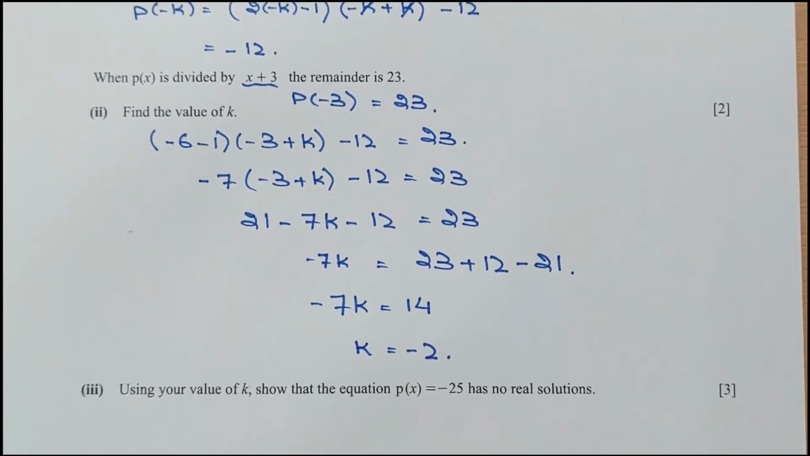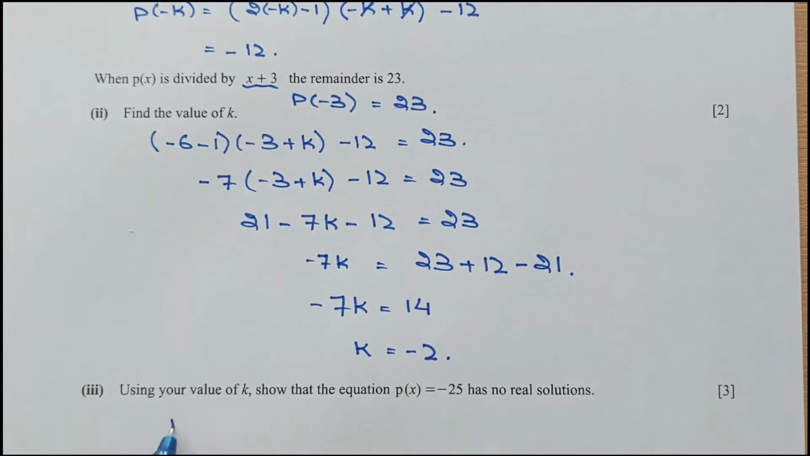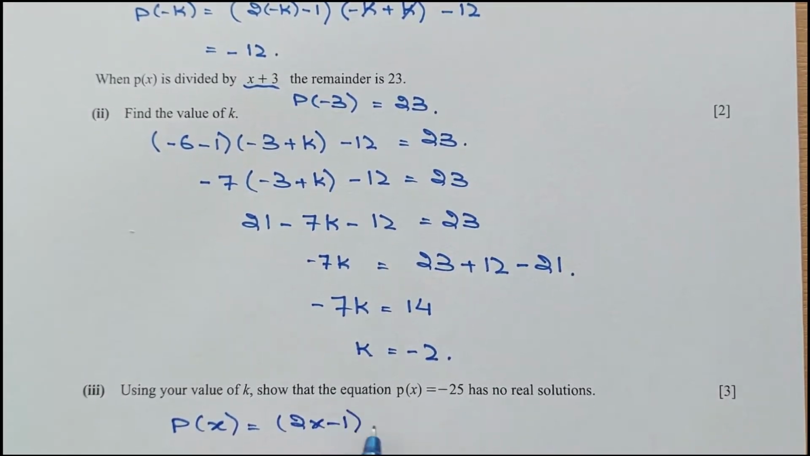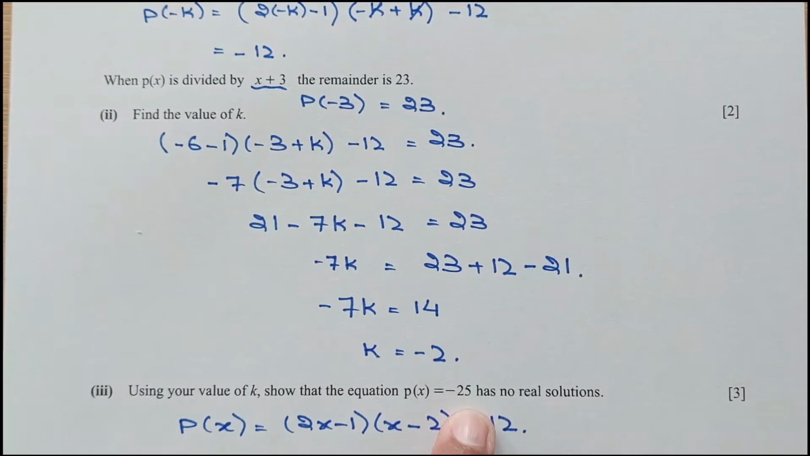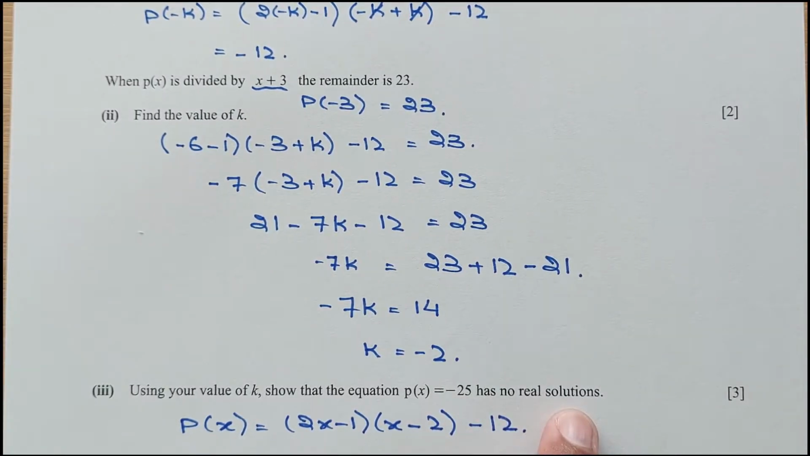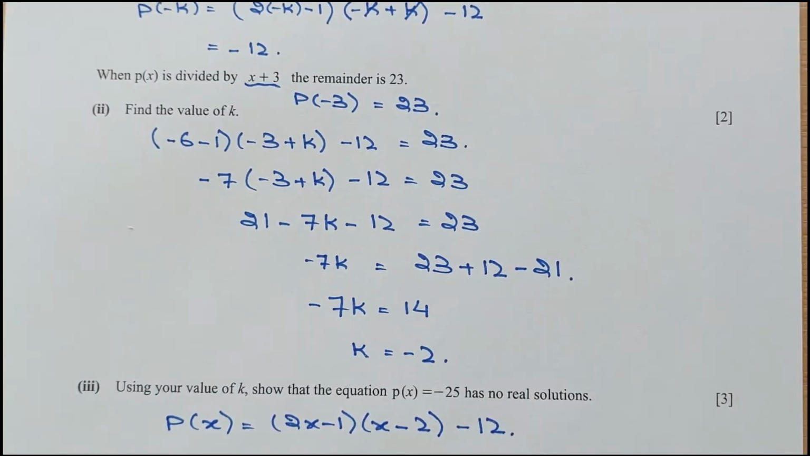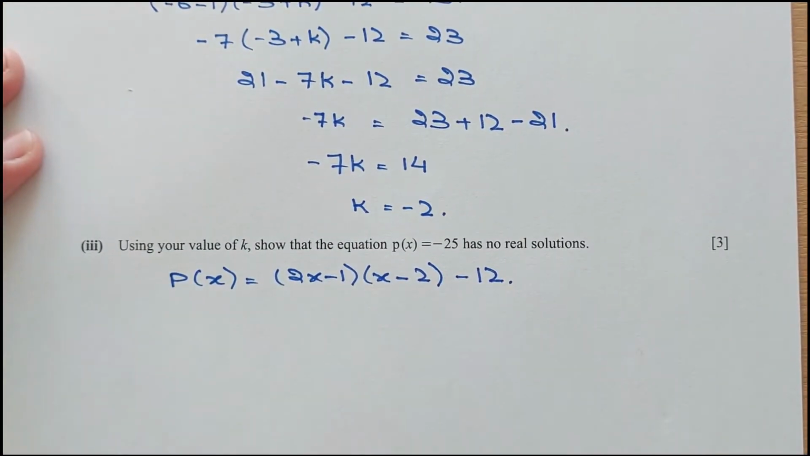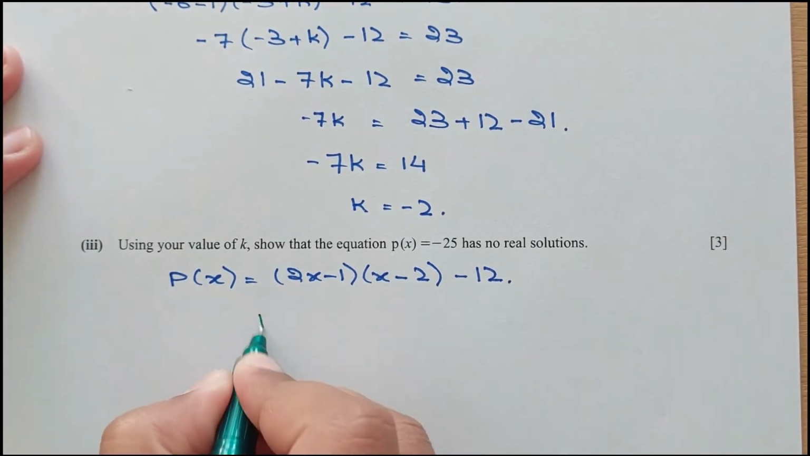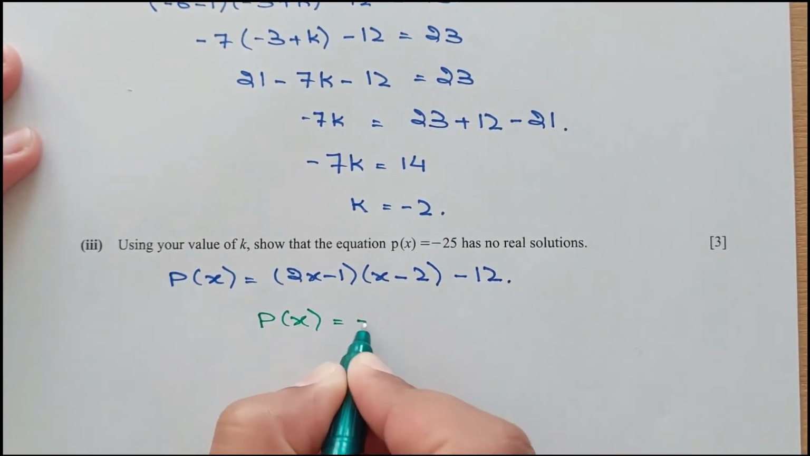Now let me write down the polynomial. P of x equals 2x minus 1, x minus 2, and minus 12. Okay, now for the third part: using your value of k, show that the equation p of x equals minus 25 has no real solutions. So this is a polynomial p of x, and we need to put it equal to minus 25. So p of x equals minus 25.